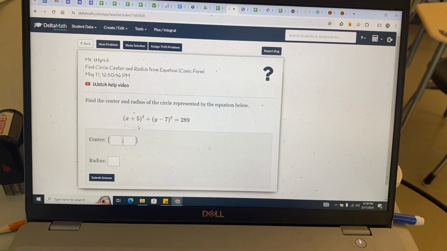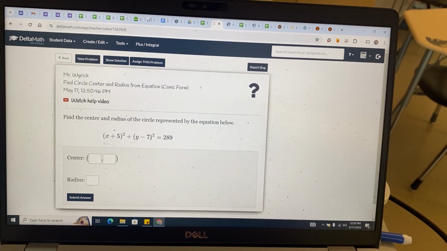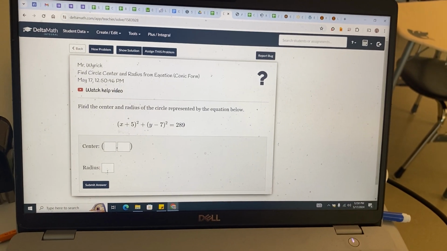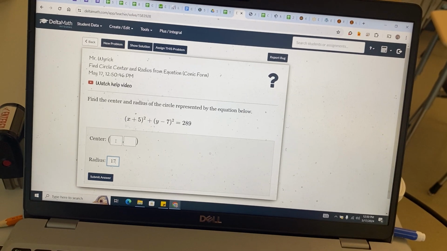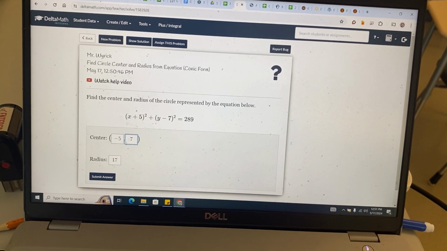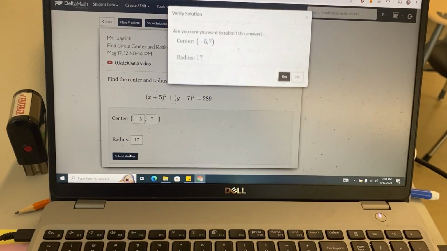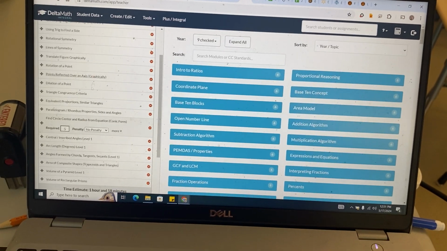Circle center, like this is (x minus h) squared plus (y minus k) squared is equal to r squared. So this is 17 here, and this would be -5, and this would be +7. You can go back and look up some of this stuff if you need to, or look at some of the examples. I'm just kind of trying to go fast.